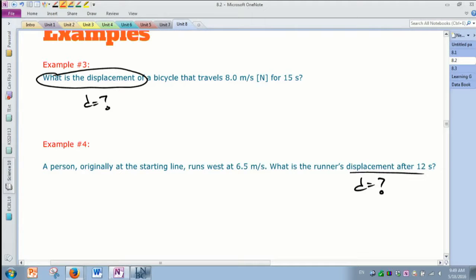What are you given? Well, in this case, I have a bicycle that travels 8 meters every second, and it's important to be able to recognize that meters per second for units represents a velocity, or an average velocity, and I have 15 seconds, which is going to give me a time. So I'll do number 3, you guys can do number 4. I have 3 things, distance, velocity, and time. I'm asked to find distance.